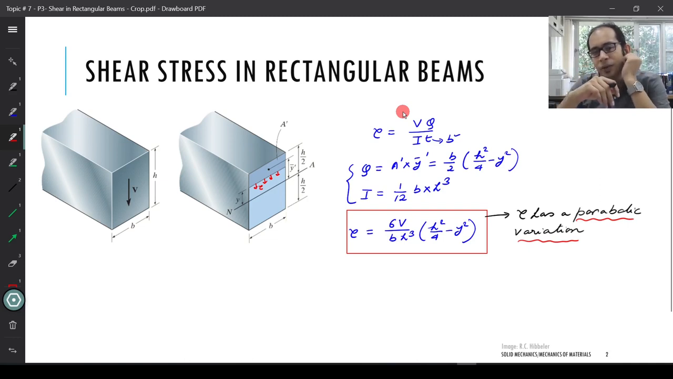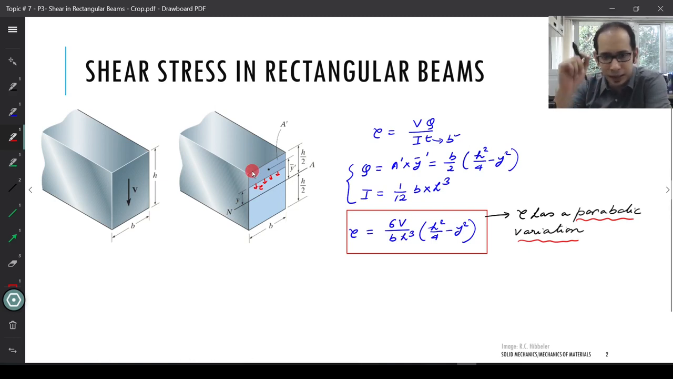Now let's calculate the shear stress tau at different points of interest across the cross section. What can be some of the points of interest? One point of interest is exactly y equals 0, that is at the neutral axis. What is the value of tau there? And also maybe at the extreme edges, at plus h over 2 and minus h over 2. What is the value of tau there? So let's first calculate tau at y equals 0 and then at the extreme edges.